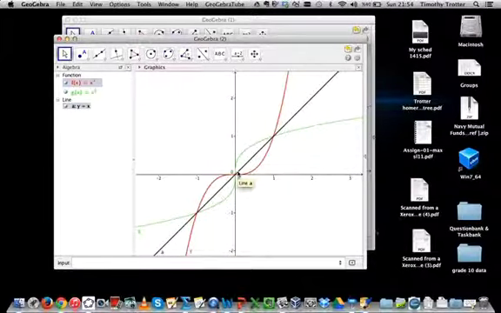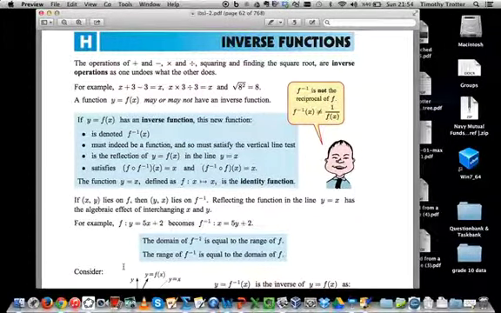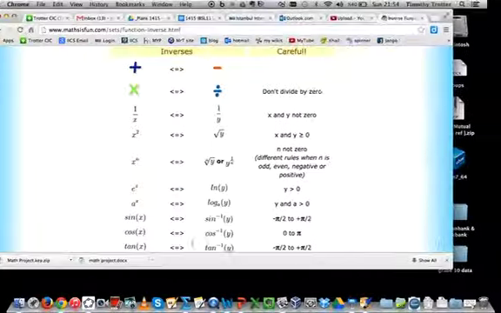And there are some conclusions that we need to make. One of them right away is that the domain of one function becomes the range of the other function. Okay, so the domain and the range flip. Let's see what that looks like.